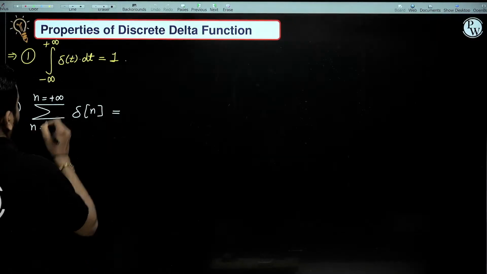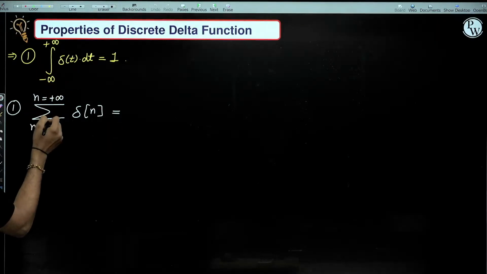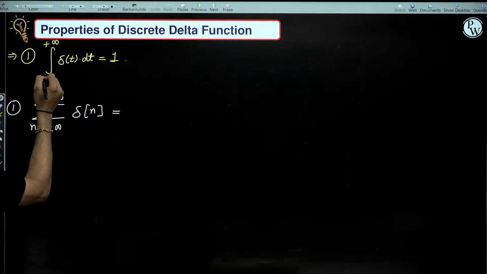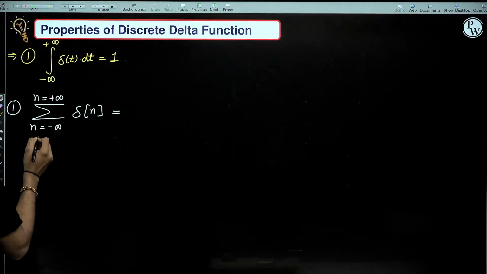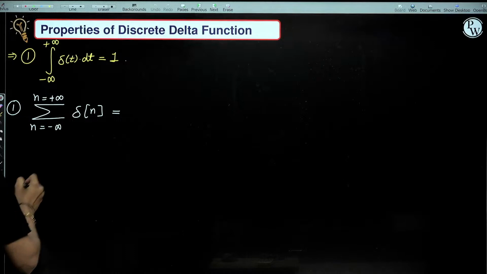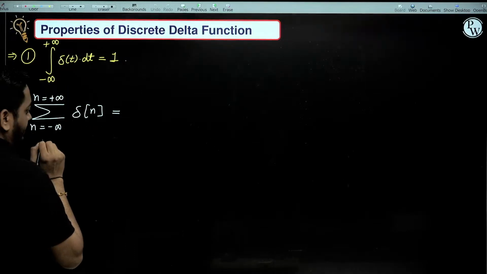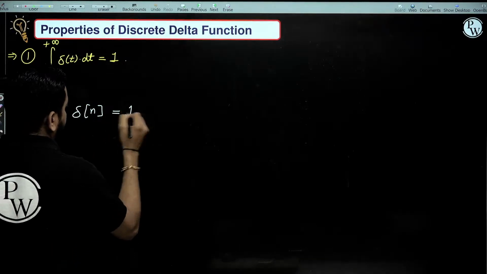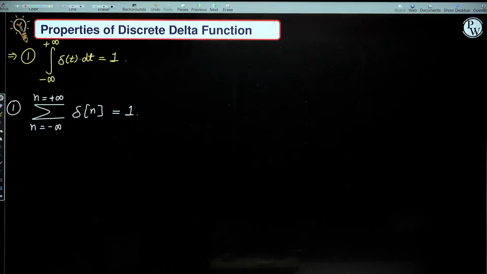So see, integration in continuous time, then summation here. Here integration of t from minus infinite to plus infinite, here summation of n from minus infinite to plus infinite. Here del t, here del n. And the summation is 1, guys. So this is the first property, the area property.